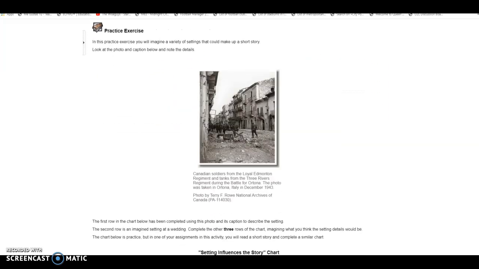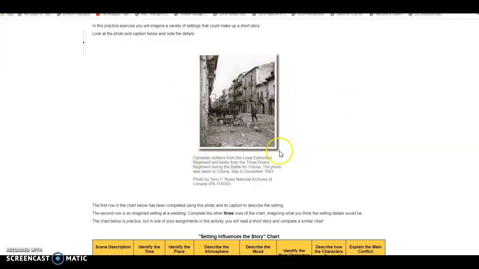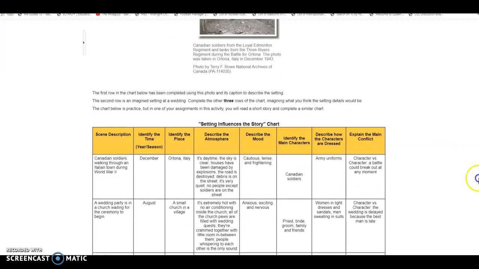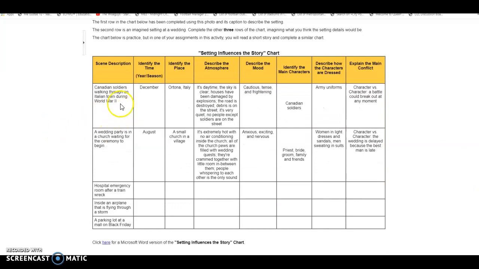So as a practice exercise, there's a photo here, and I know it might be a little hard to see, but there's Canadian soldiers here in a bombed out town in Italy during World War II. And here's just a description of the scene in the caption below. And so what they're going to do is take that scene, that description here, and break apart the different parts of setting.